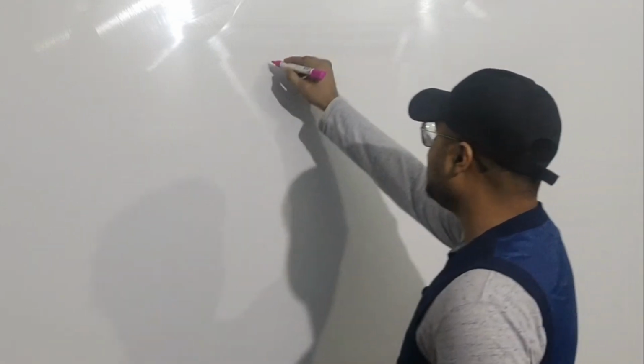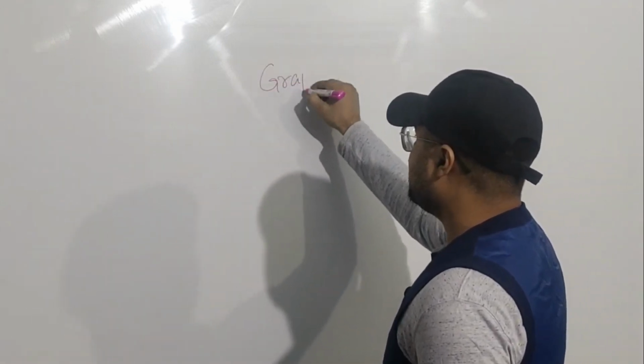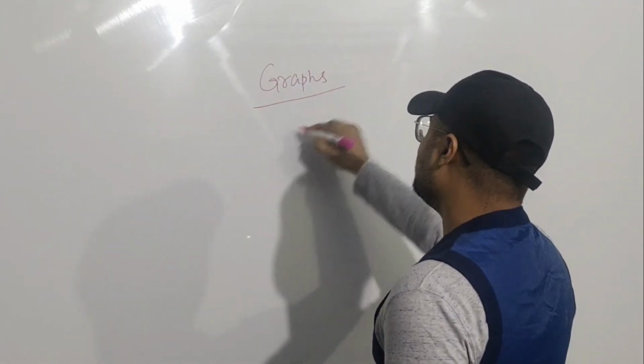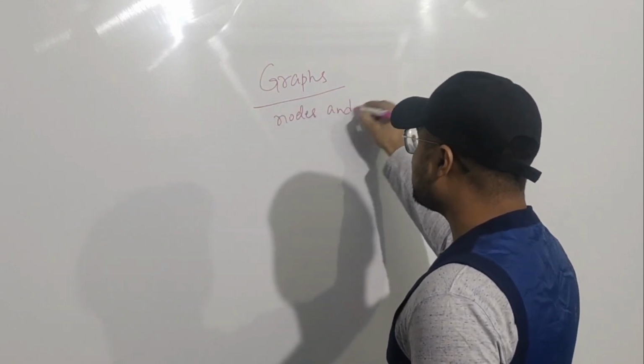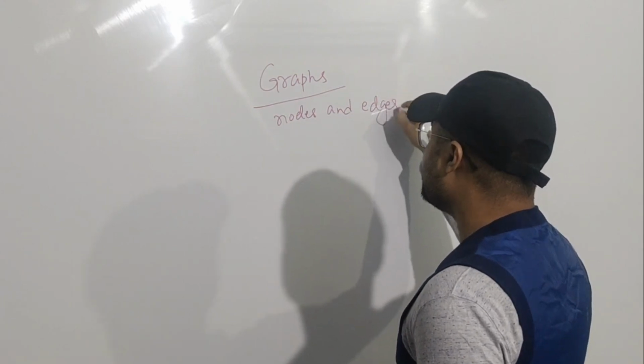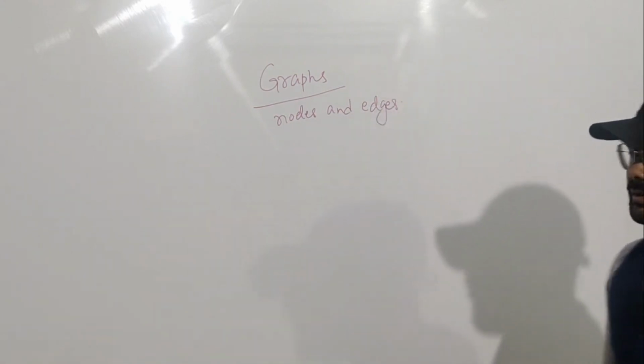What is a graph? A graph is something where there are many nodes, and maybe some of the nodes are connected through lines. Those lines are called edges. So a graph is basically nodes and edges. If you look at any graph, it is nothing but nodes and edges.